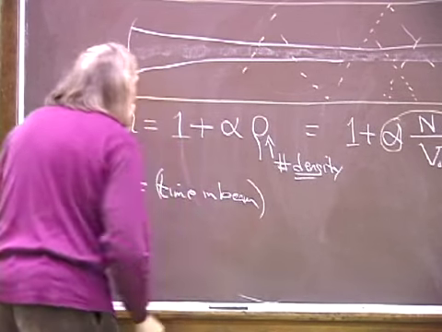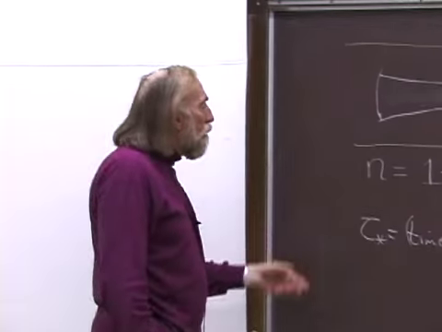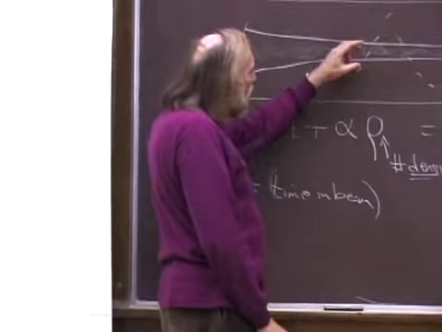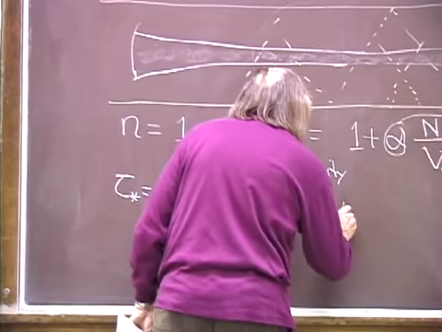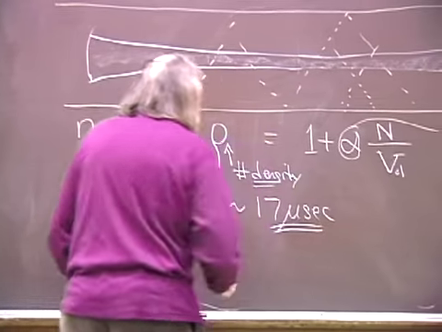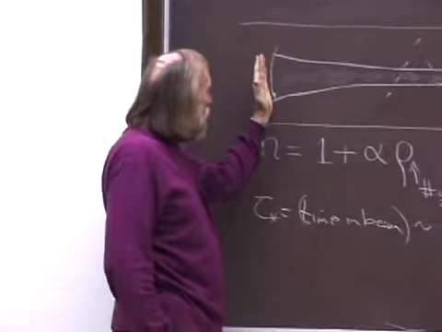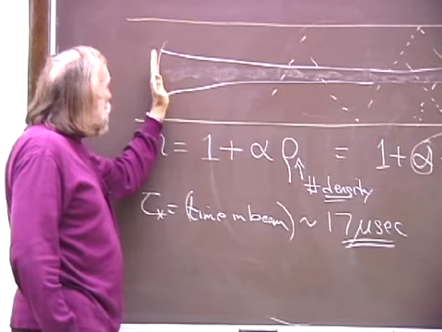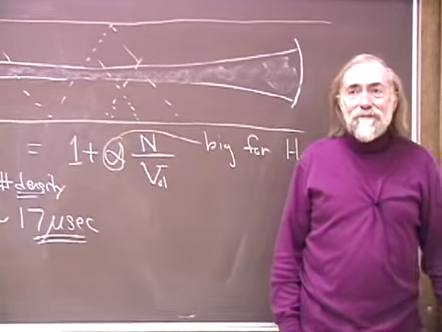Or the mean time in the beam. The molecules have a random distribution of velocities. But if you just put in the temperature of room temperature and the size of the beam, you get out that this mean time is about 17 microseconds. Coincidentally, 17 microseconds is also about the time that it takes for light to travel from one end of this 4-kilometer beam tube to the other end.